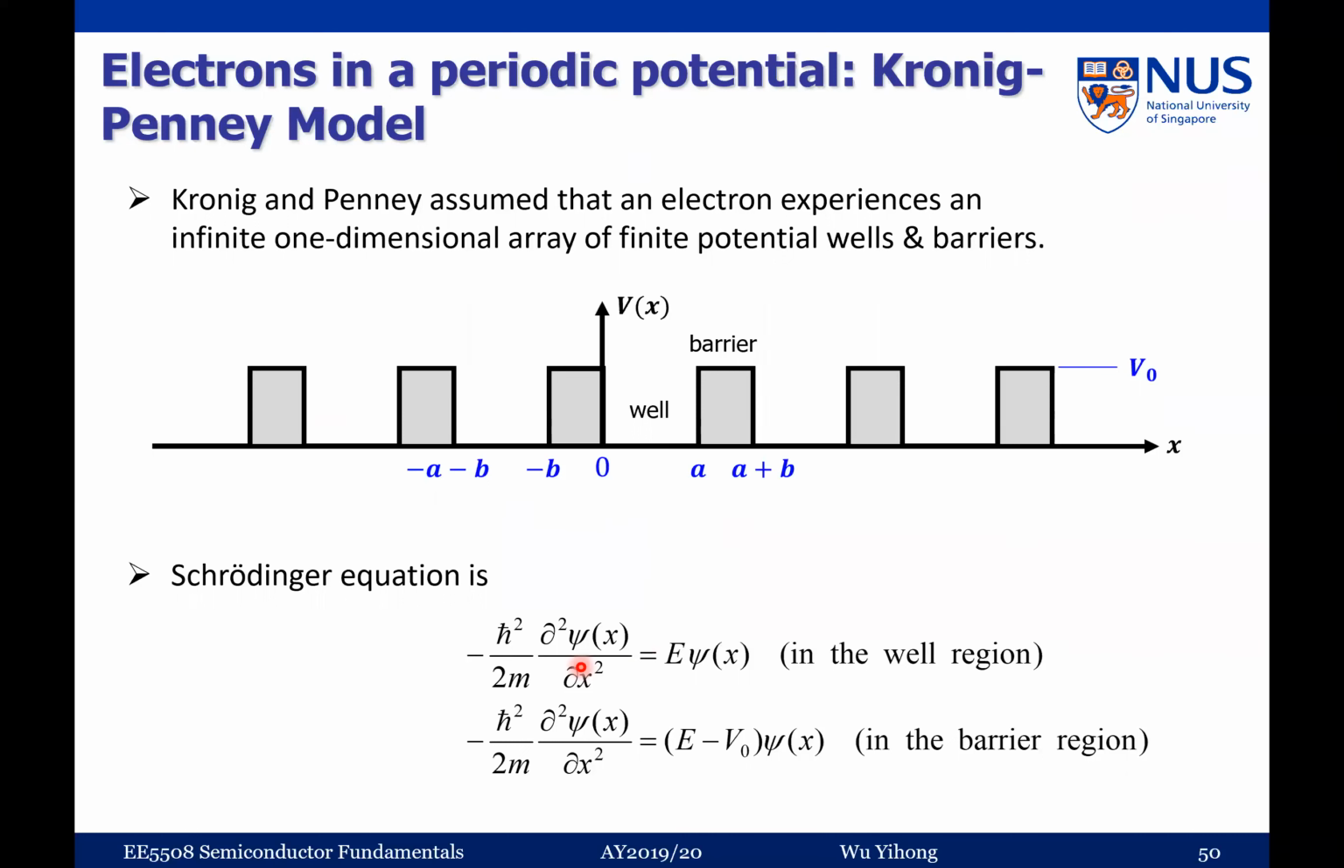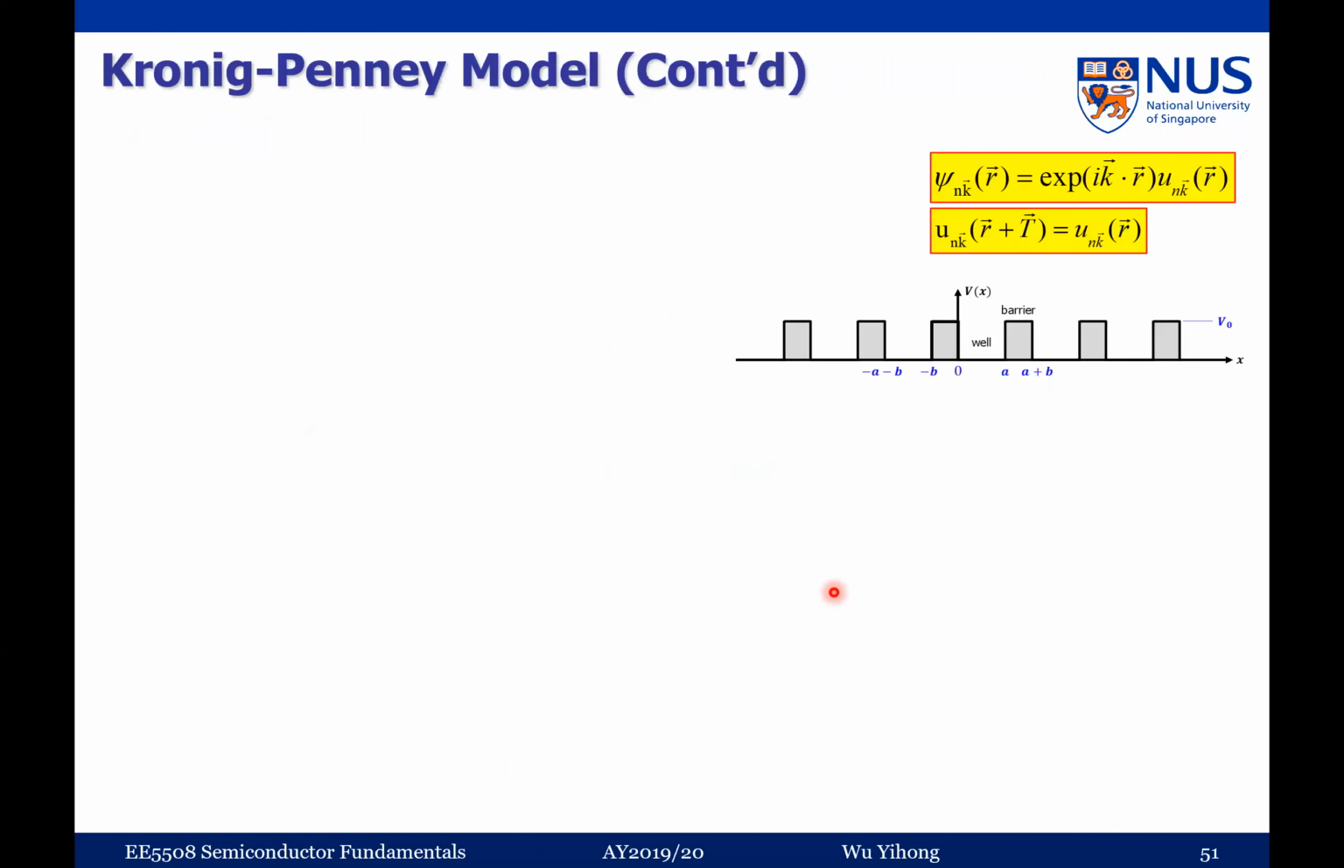So the Schrodinger equation for the well region is basically given by this, which means that the reference of our electric potential is 0 in the well region, right? And then in the barrier region, of course, it will be V naught, right? So in the barrier region, this will be our Schrodinger equation, right? With the Schrodinger equation, we can then try to write down the wave function.